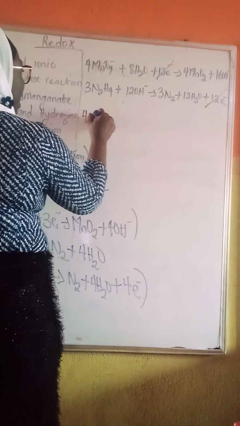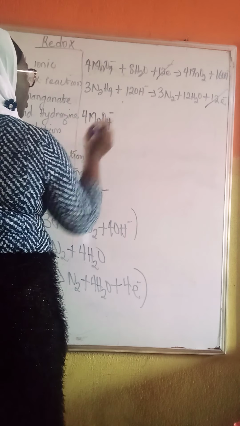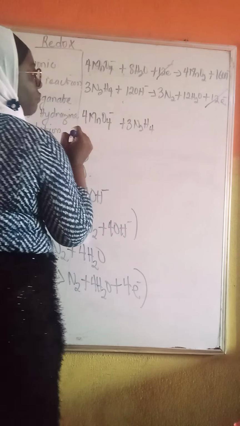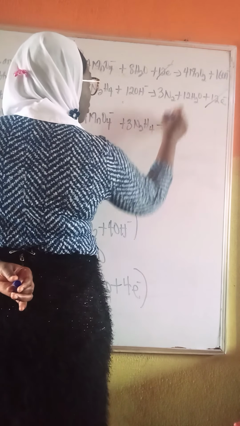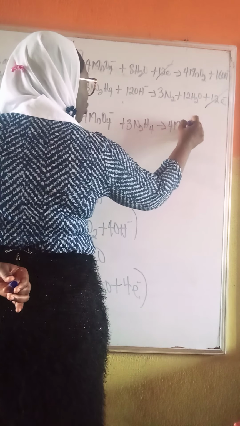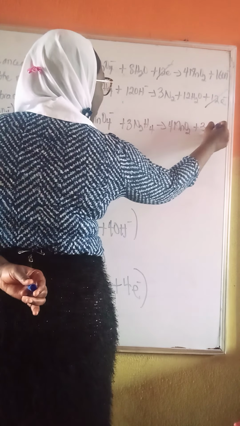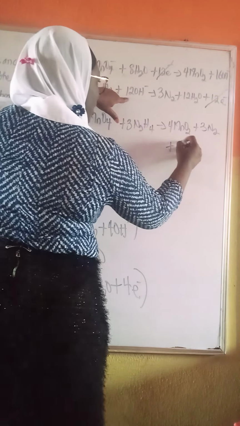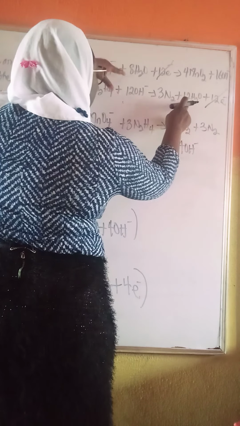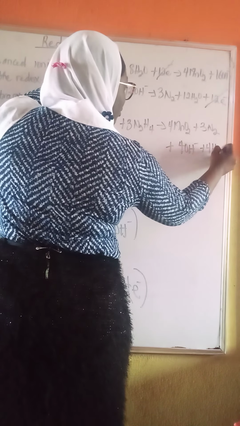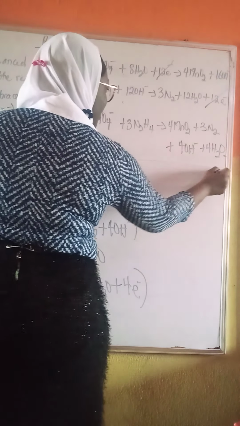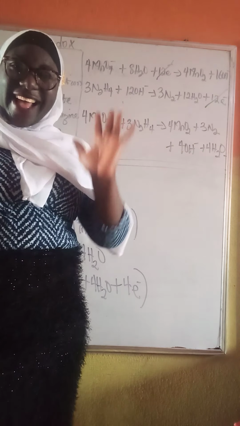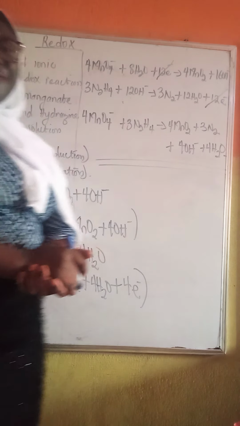So if you want to write the complete equation, this is how you're going to write it. 4 MnO4 minus plus 3 N2H4 going to 4 MnO2 plus 3 N2, plus 16 minus 12 will give us 4 OH minus. 12 minus 8 will also give us 4 molecules of water. This is a balanced ionic equation. A balanced ionic equation. Look at it well.